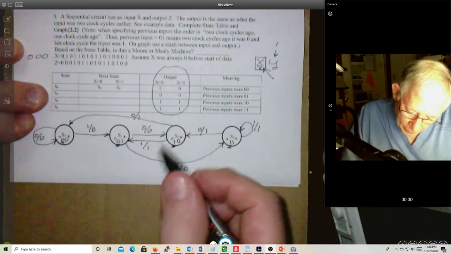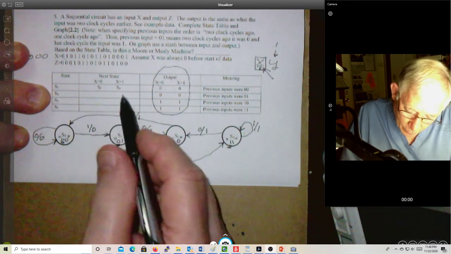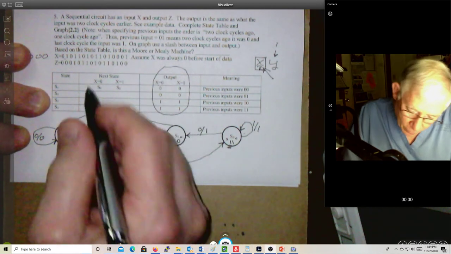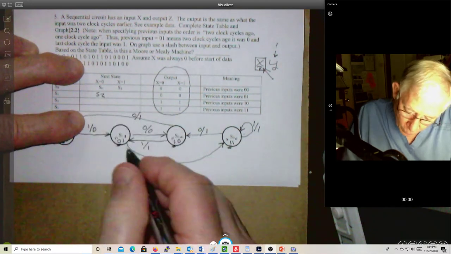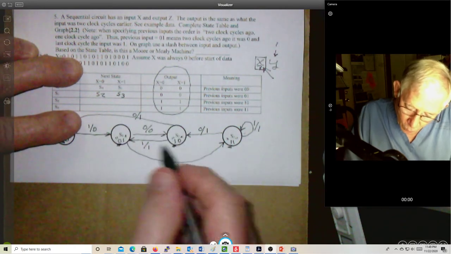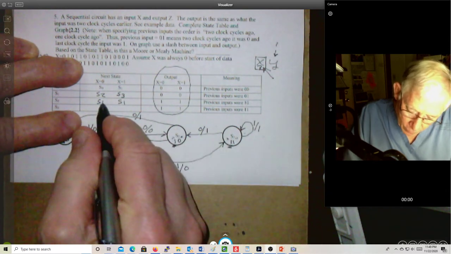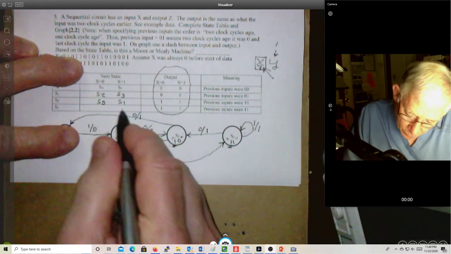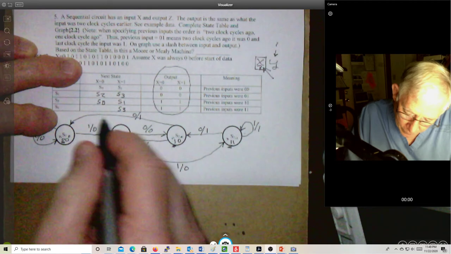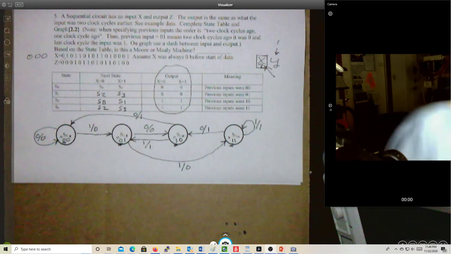All right, so in S1, we're gonna go to S0 on a 0, and S1 on a 1. In S1, we're gonna go to S2 on a 0, and on a 1, we're going to S3. From S2, on a 1, we're going back to S1. And on a 0, we're going back to S0. And from S3, we're staying there on a 1. And on a 0, we're going back to S2. And that is it. That's all there is to it.